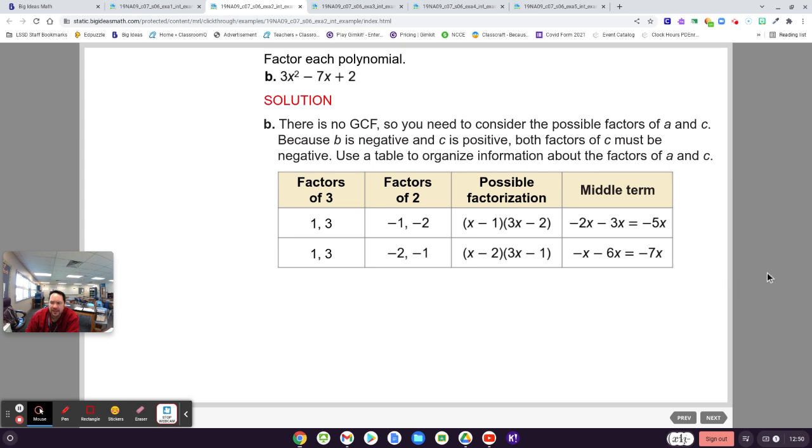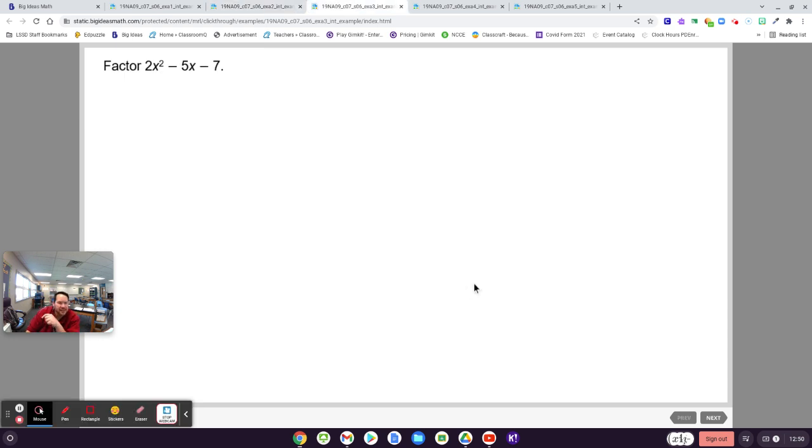And you'll see, when you try, and they use the little check marks, when you try the second one, this combination, it works out great. Therefore, the factors are x minus 2 and 3x minus 1. Okay, another great example to add to your notes. Let's practice some more. Okay, give this one a shot.